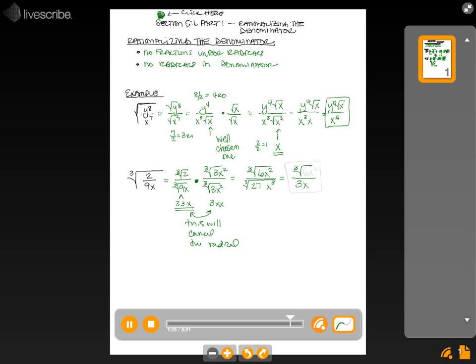In our numerator, we have 6x squared. The numerator won't break down. 6 is not a perfect cube, and x has an exponent that is less than the index, so it's going to stay underneath also. So here's the answer to the problem. Okay? The cube root of 6x squared divided by 3x.